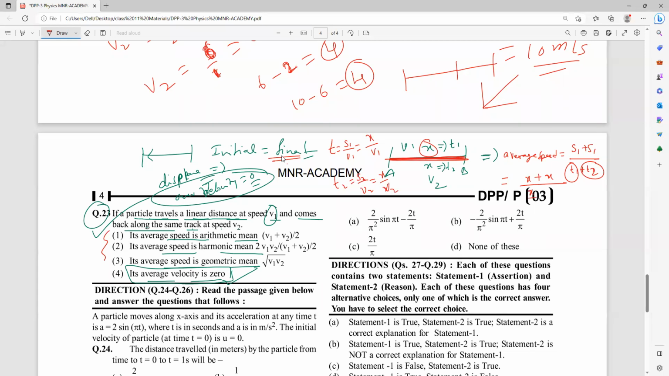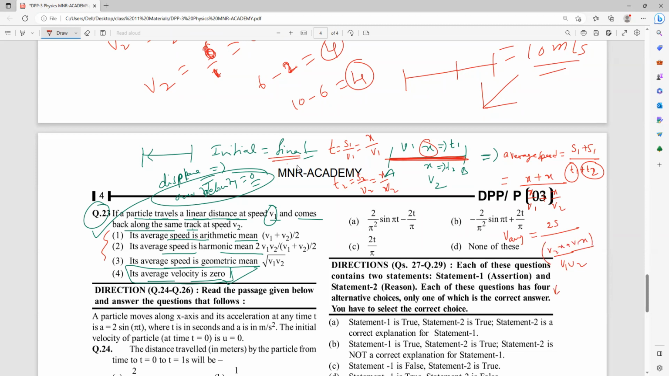So T1 equals X by V1 plus X by V2. For finding the average velocity, I have taught you the formula. Check it, everybody. Average speed: what will come? X plus X, 2X, divided by V1 V2 is the LCM. Here what will come? V2X plus V1X. So X is common.